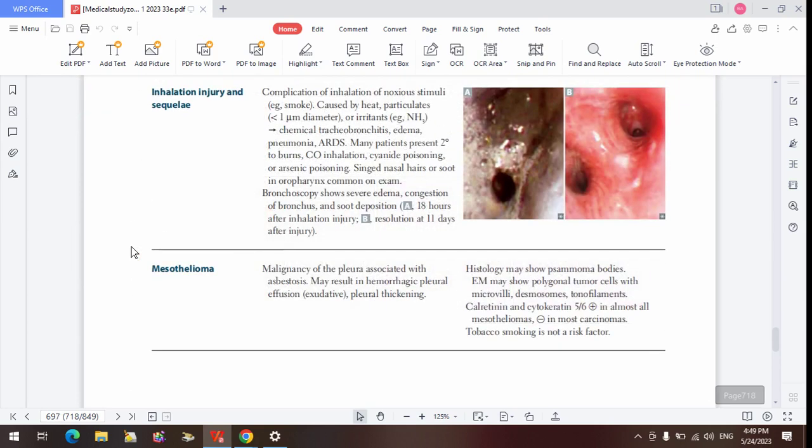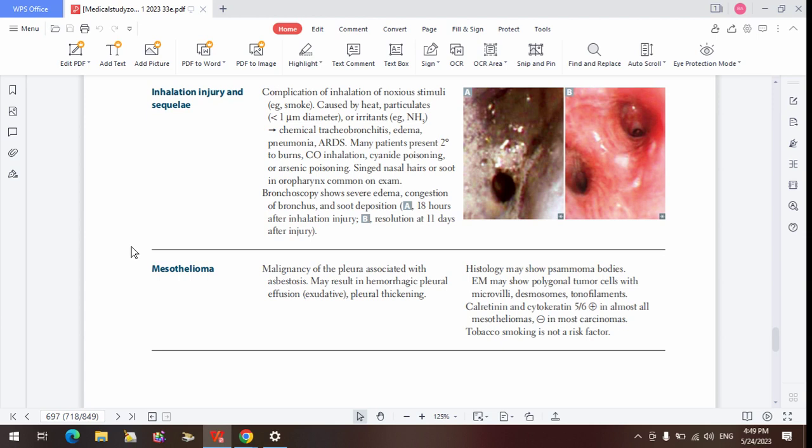Okay, so mesothelioma is more like malignancy of the mesothelium. Mesothelium is a form of epithelial lining that lines the serous cavities. The pleura is one of them, the peritoneum is one of them, the pericardium is the last one. But we are looking at the pleura now. This is very high yield. We should pay attention to this.